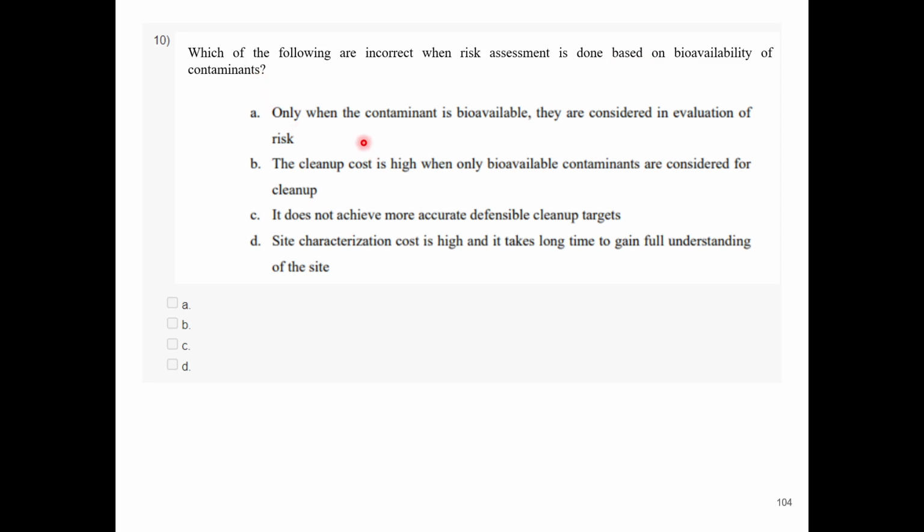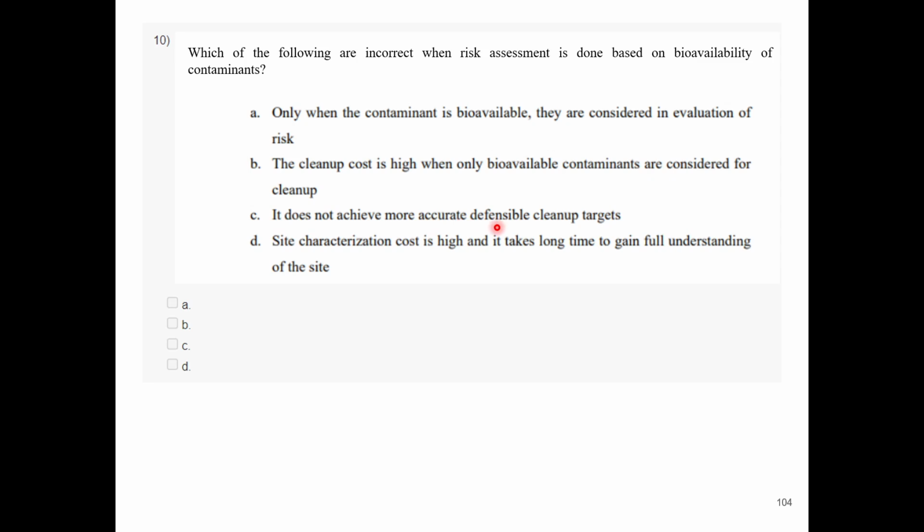So out of A, B, C, and D, which are the incorrect statements? Only when the contaminant is bioavailable, they are considered in evaluation of risk. So that is true, so that is not incorrect. So A is not the correct option. The cleanup cost is high when only bioavailable contaminants are considered for cleanup. So that is wrong. Cleanup cost is low. It is cheap when only bioavailable contaminants are considered. So B is one of the correct options.